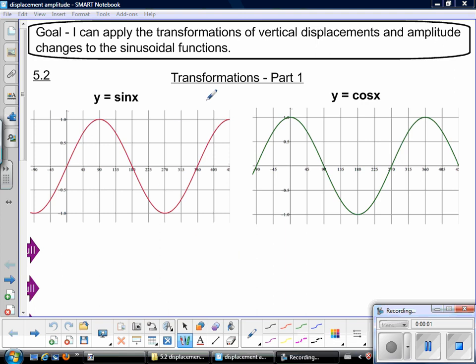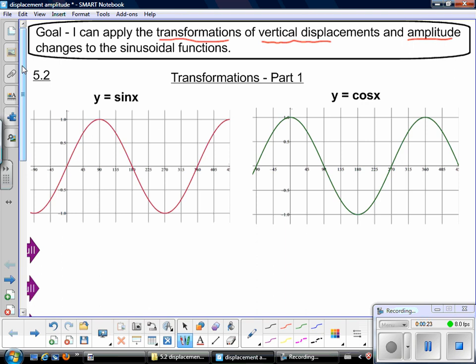All right, today we're still going to be working with y equals sine x and y equals cos x. In other words, the trig function graphs. However, what we're going to be looking at for our goals is that I can apply transformations, and the transformations we're going to be looking at today are vertical displacements as well as amplitude changes to our sinusoidal functions.